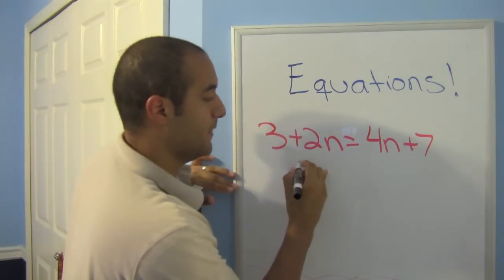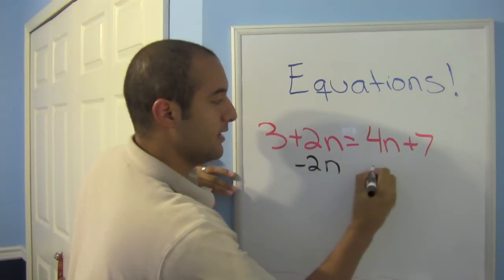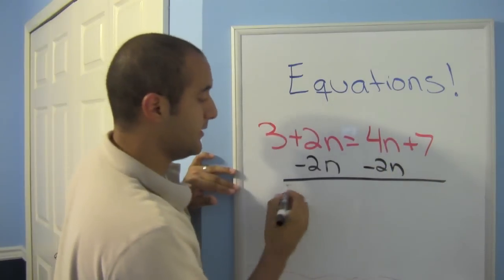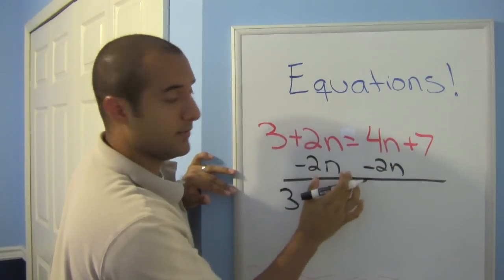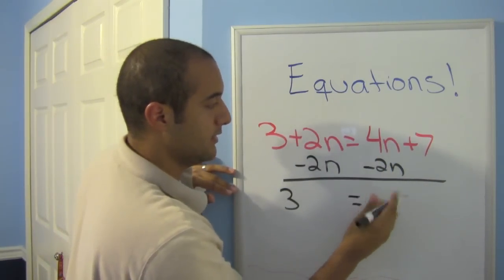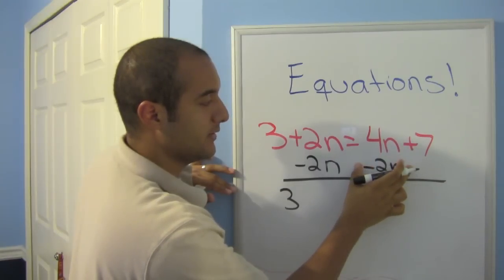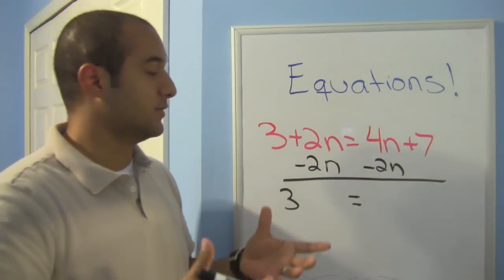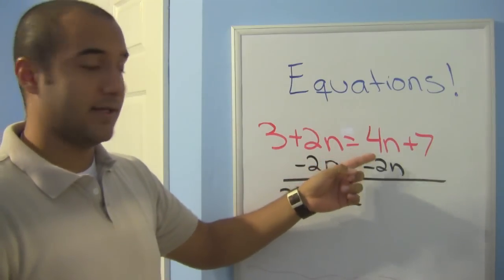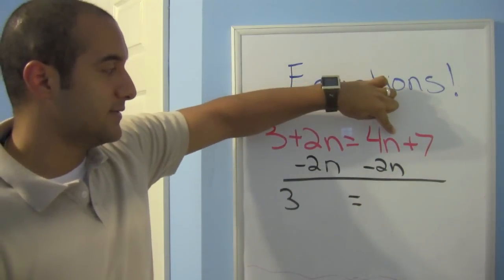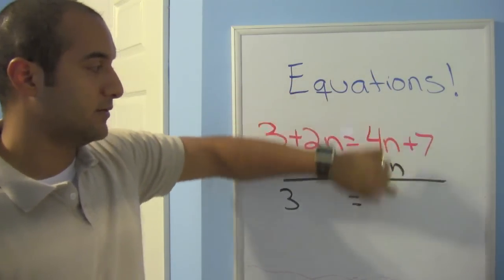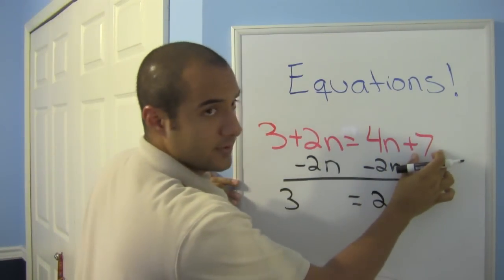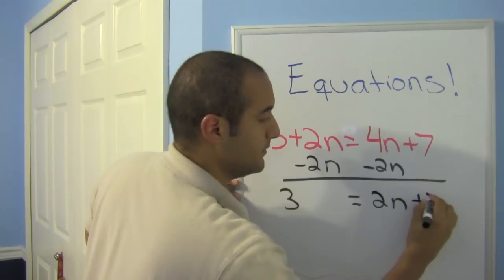So, minus 2n, minus 2n. Anything I didn't touch, I'm going to bring down. So 3. This is gone now. Here's my equal sign. 4n minus 2n. Now notice that I can only subtract 2n from another n. Here I'm collecting like terms. So think about it like this. I have 4 things, and I'm taking 2 things away. Well, now I have 2n. And I didn't touch this. I couldn't touch it. So I just bring it down. Plus 7.